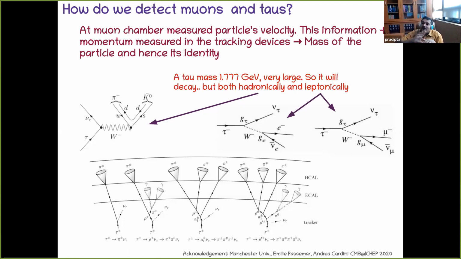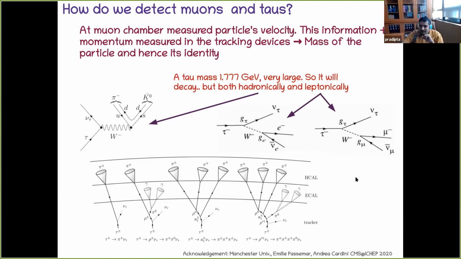Now, when it's about the tau, the remaining elementary lepton, it's very, very complicated. Tau has a lifetime of the order of 10 to the power minus 13 seconds, extremely small. So once a tau is produced, it decays almost instantly. But the unfortunate thing is that tau decays are way more complicated than muon decays. They can decay hadronically as well as leptonically.